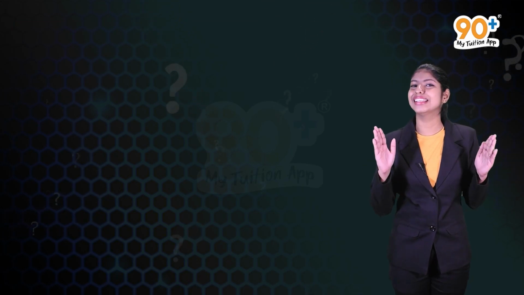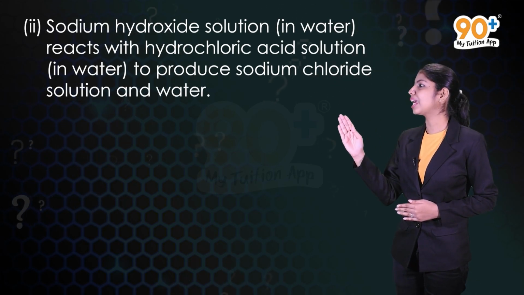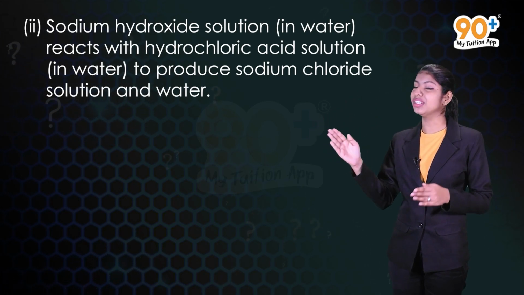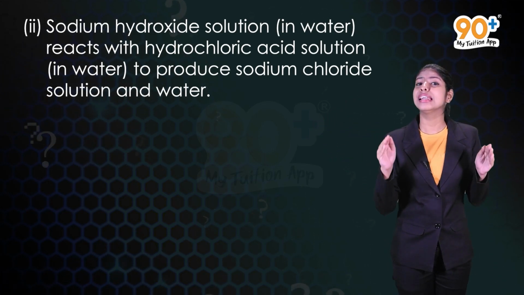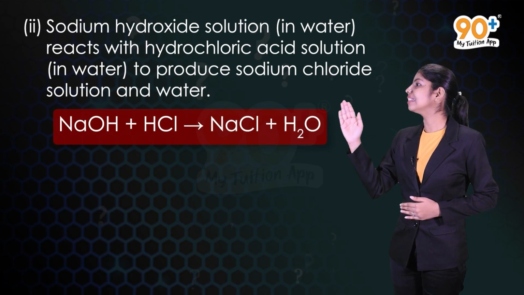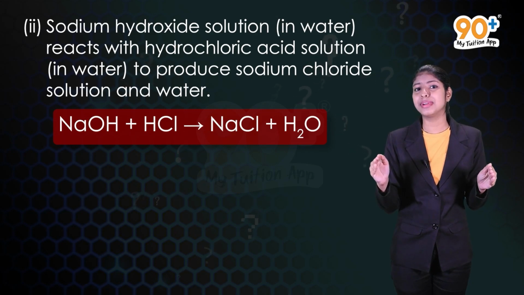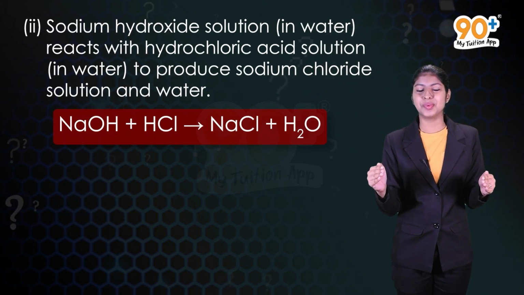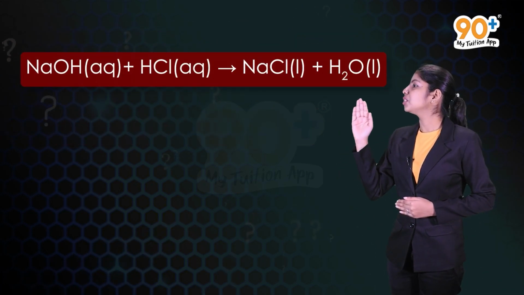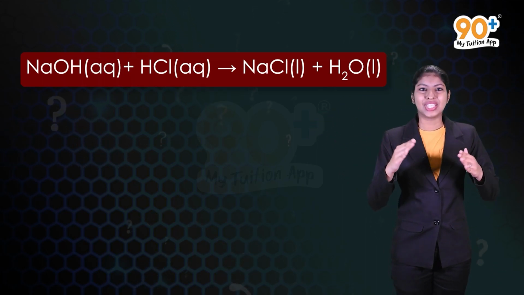Now let's consider the second reaction, that is sodium hydroxide solution in water reacts with hydrochloric acid solution in water to produce sodium chloride solution and water. Now we can write the chemical equation of this reaction, that is NaOH plus HCl gives NaCl plus H2O. Now we can state the symbols of the reactants and products involved in this reaction. So we can write it as NaOH aqueous plus HCl aqueous gives NaCl liquid plus H2O liquid.